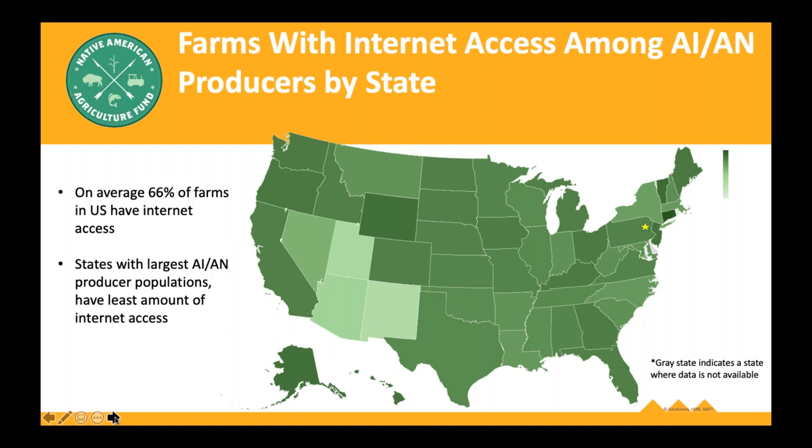We can also see that the bottom three states are New Mexico, Utah, and Arizona, which are states of interest. And the top states are Connecticut, Vermont, Wyoming, and Alaska. And the top state of interest is Oregon.